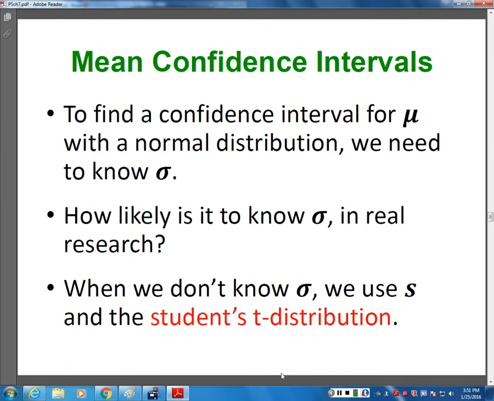But when we don't know sigma, instead of using a normal distribution, there's something else we can do. We can use the student's t distribution. And instead of using the population standard deviation, we'll use the next best thing, the sample standard deviation, that's S.